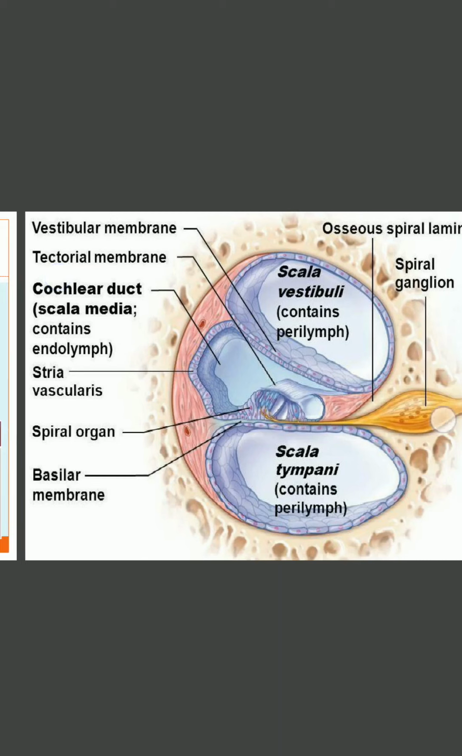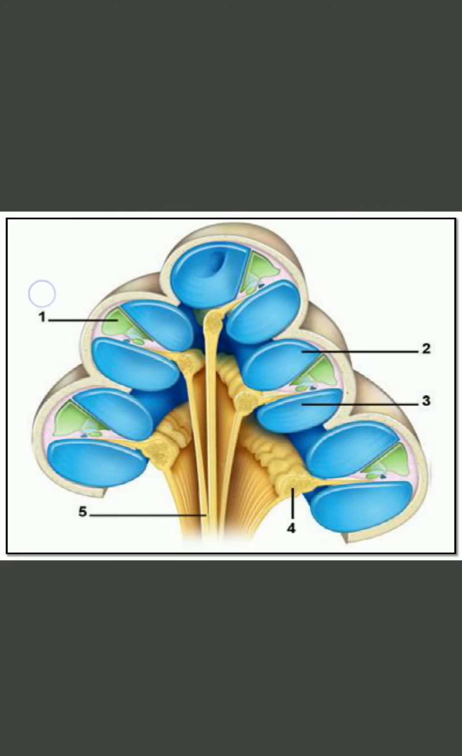Also in this figure you can see the spiral ganglion, and you can see that the peripheral processes of the spiral ganglion are distributed to the organ of Corti in the scala media. You can see here, these are the peripheral processes that innervate the organ of Corti.